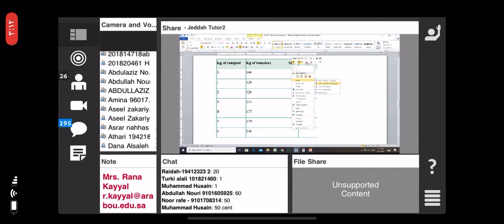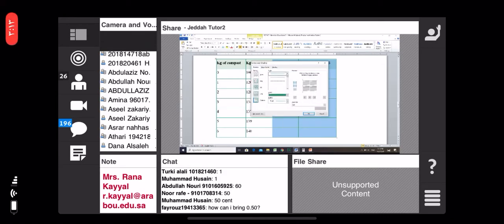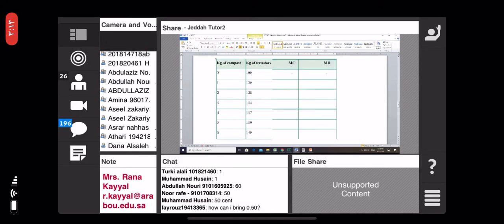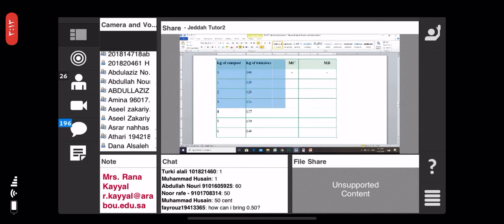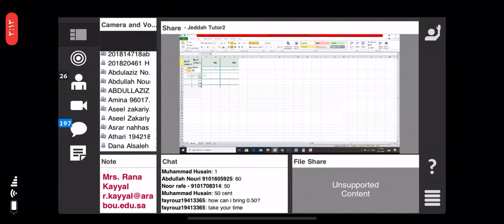Just a minute. Let me add two columns to make it clearer for you. I'm sorry, I'm bad at this, but I will go to Excel and solve it with you again. I just wanted to put circles on it, I mean highlight. Okay, fine.